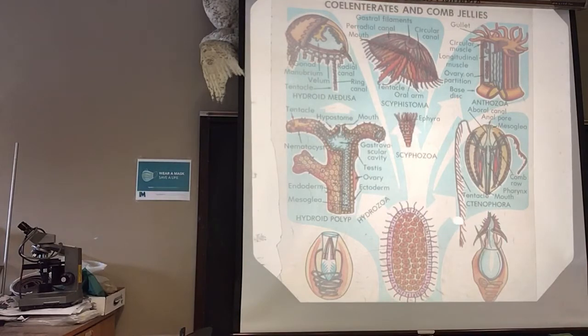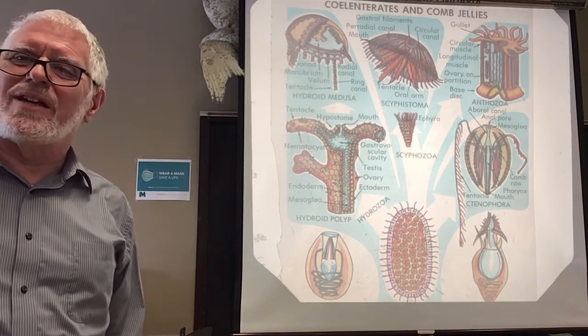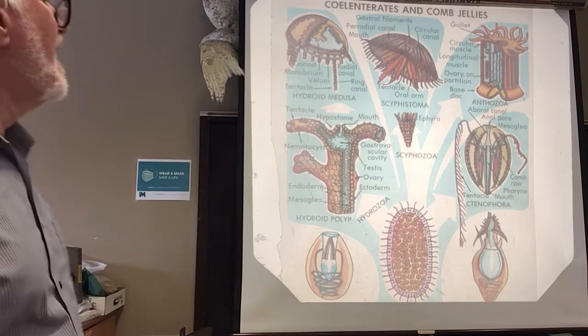So here's the stinging cell, here's the stinging cell unstung, here's the polyp form, here's the medusa form, here's the jellyfish, here's the sea anemone. These are a different group. They used to be assumed to be related to the Cnidaria, but now are not considered. They're called comb jellies.